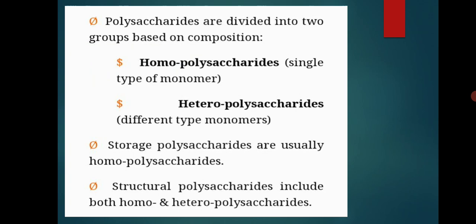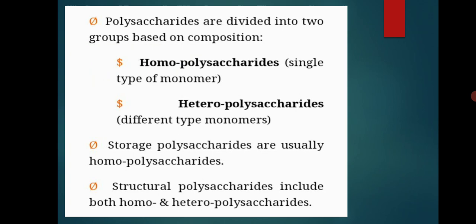So these storage polysaccharides are usually homopolysaccharides, जो storage form of food material होता है, जैसे कि starch. Starch is the storage form of food material which is stored in potato, maize, etc. So starch is an example of homopolysaccharide. तो होमोपॉलीसैकेराइड कहाँ फाउंड होते हैं? In the storage form of food material, those are the homopolysaccharides.